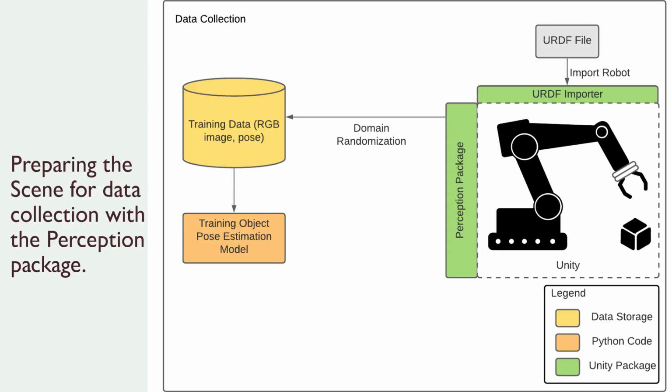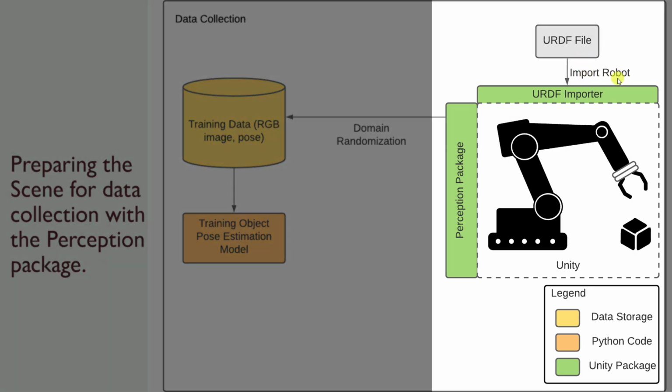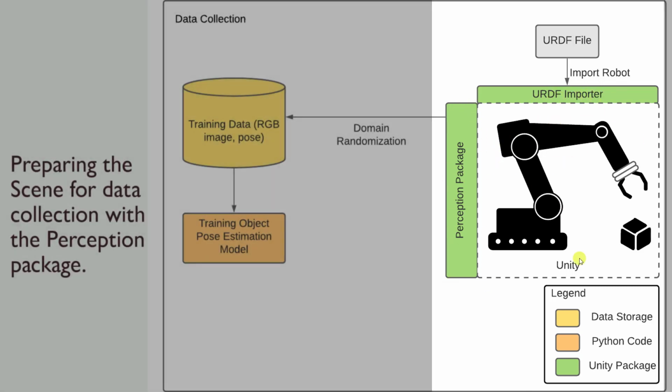So now we have a table, we have a cube, we have a camera and a robot arm in our scene. We will see now how we can prepare the scene for data collection with the perception package. So here is our URDF file that we used to import our robot. So we used URDF importer from Unity, and we also imported the perception package.